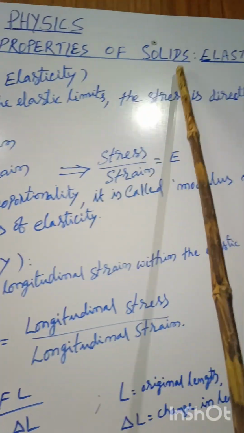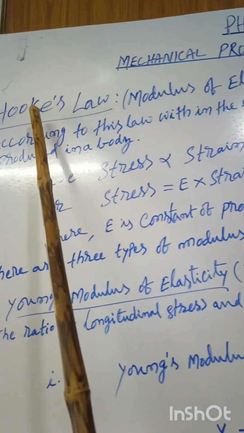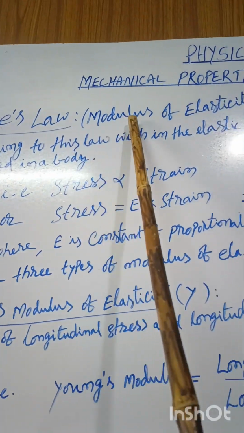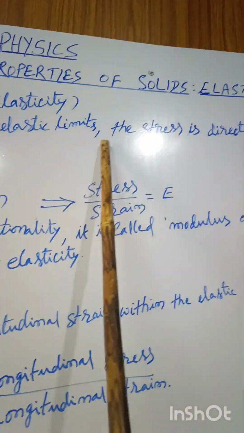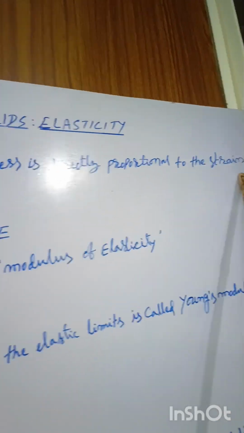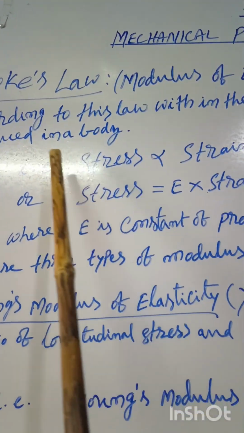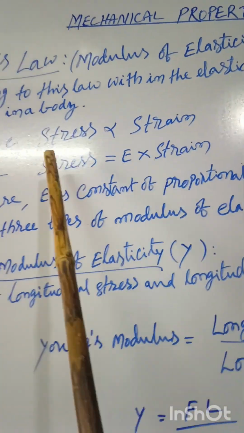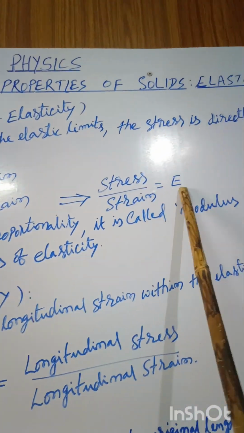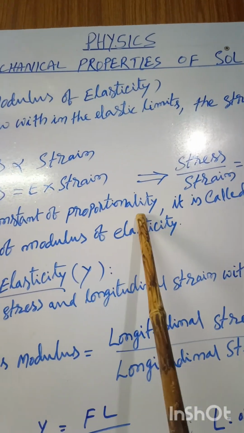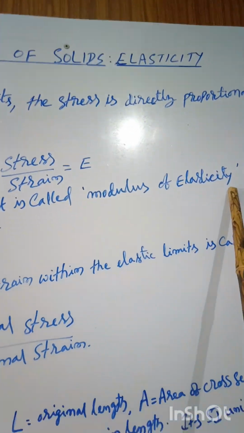Physics, mechanical properties of solids, under elasticity. Next is Hooke's law, the modulus of elasticity. According to this law, within the elastic limits, the stress is directly proportional to the strain produced in a body. That is, stress is proportional to strain, or stress equals E into strain. So stress by strain is equal to E, where E is the constant of proportionality. It is called the modulus of elasticity.